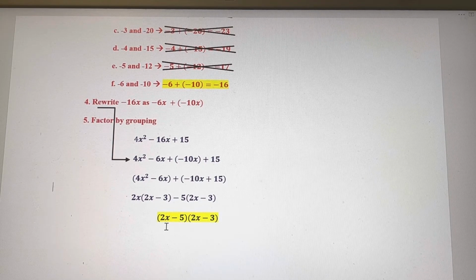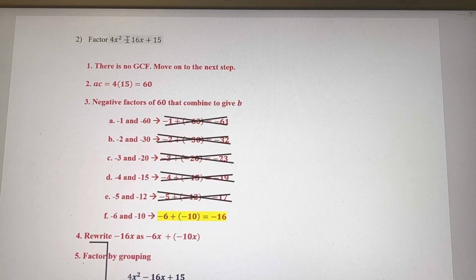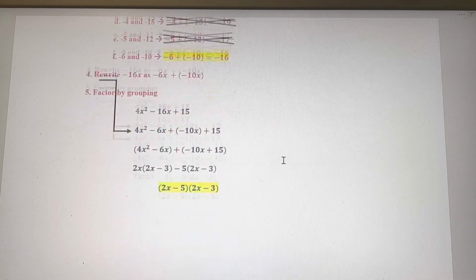As always, distributive property, FOIL method, multiply this by this, and you should get the trinomial that we started with. And I promise you will.